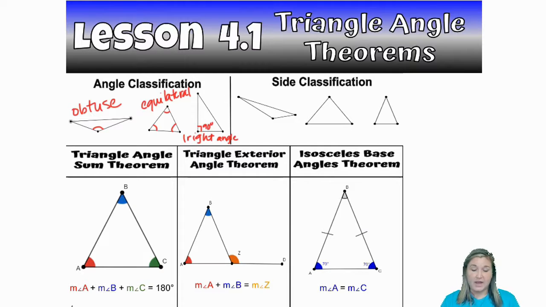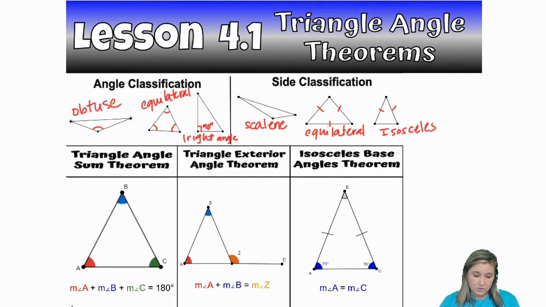And then we have side classifications. When all the side lengths are exactly the same, like this one, we have another equilateral triangle. So remember that all the angles and all the sides are the exact same. If two of the sides are exactly the same, then we have what's called isosceles. And if none of the side lengths are the same, then you're going to have what's called a scalene triangle.